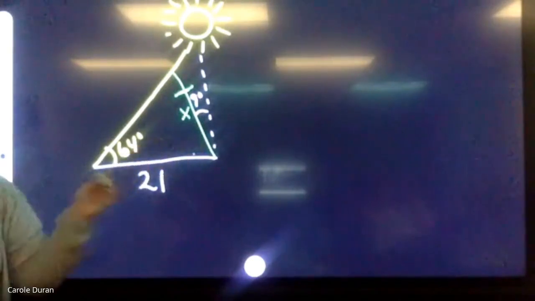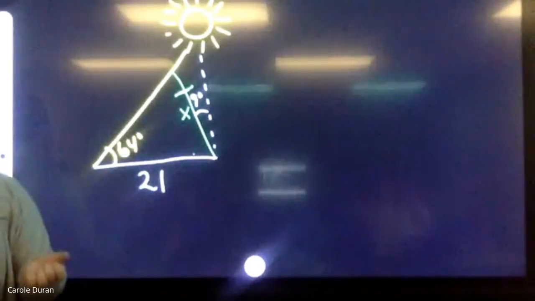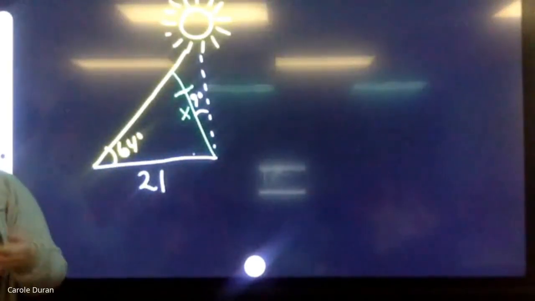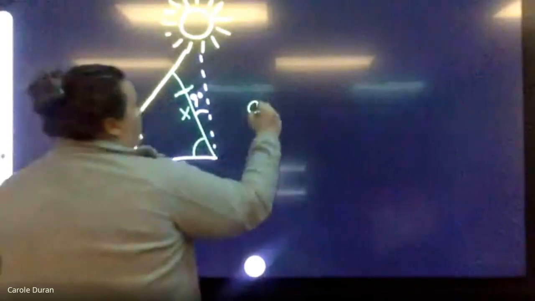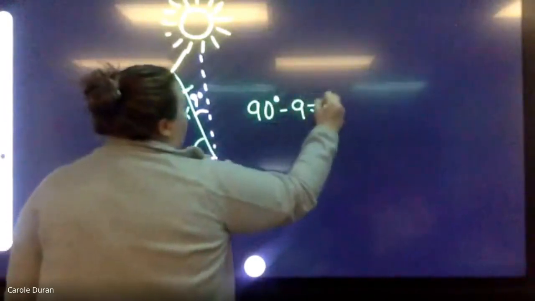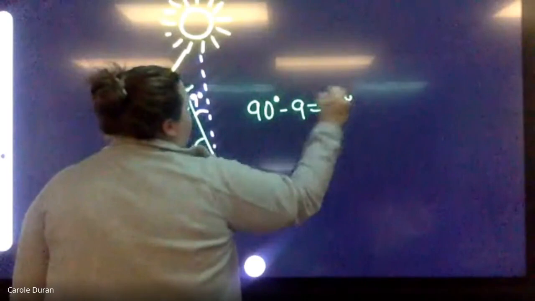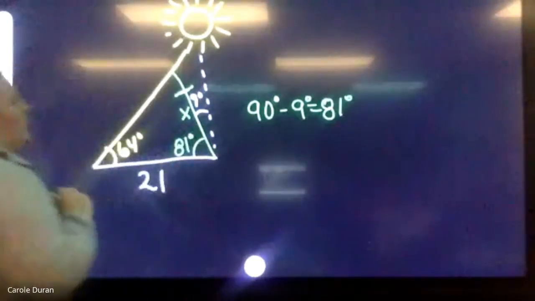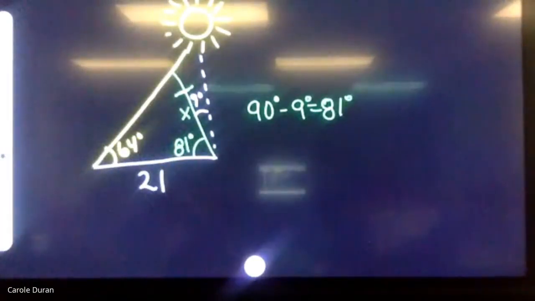What could I possibly use to solve for this angle down here on the bottom right? The fact that it's 90 degrees, and there's a 9-degree tilt away from the sun. How do I know that's 90 degrees? Because it's on the ground. Because the sun coming straight down intersects level ground at a 90-degree angle. Good. So we're going to solve for this one first. And that one is going to be 90 minus 9 to equal 81 degrees. So the bottom right angle is 81 using just subtraction.